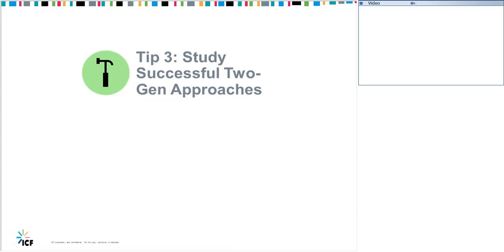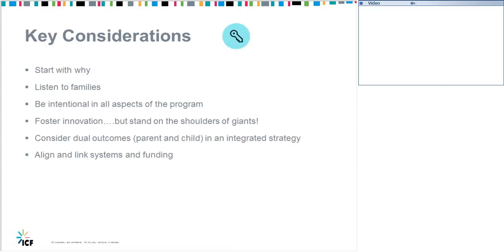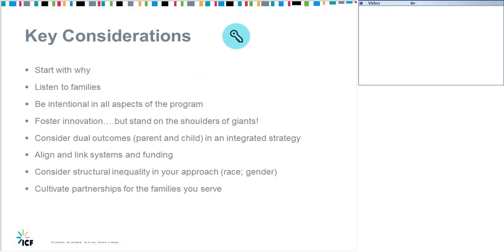All right, tip number 3, study successful 2-gen approaches. We've talked about this. There are lots of programs. Cap Tulsa has been mentioned. We had some others mentioned. I know that many of you could also be featured on this slide. But in addition to looking at those programs and reading their stories, we want to give you some things to look for, some key considerations that when we look at the population of successful 2-gen programs, we see held in common. So these are sort of your common themes, if you will.